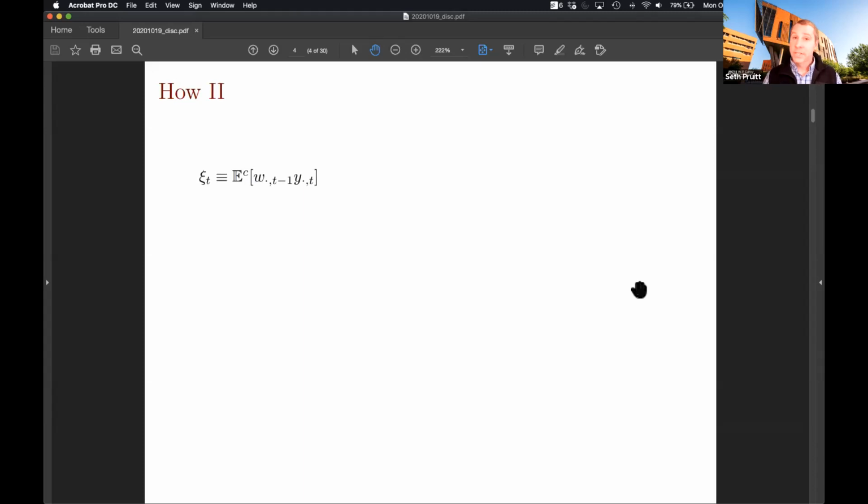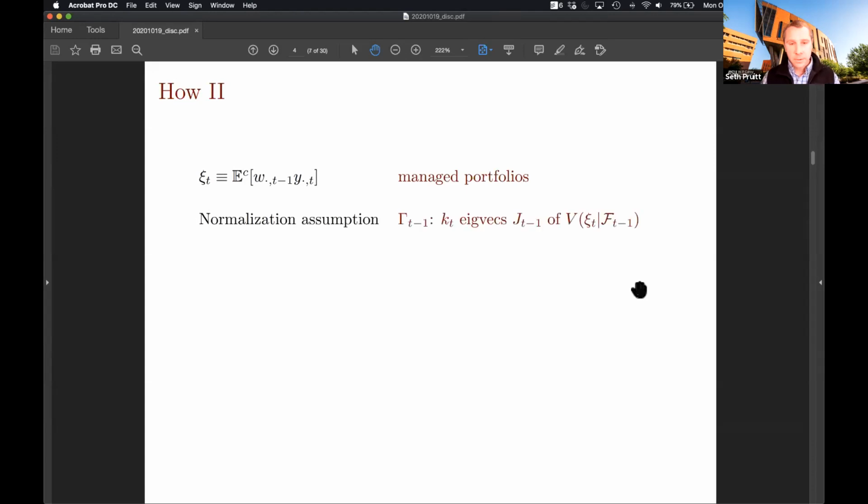Okay, so there are a few ingredients that we need. We need to form a C, right? Those are managed portfolios. So that's okay. We have many ways that we could manage those portfolios on the basis of different firm level or stock level information. So that's how you obtain those. One needs a normalization assumption, as one almost always does in latent factor models. And the particular one here is that this gamma, this instrumental variable projection matrix that has little k_t columns, we're going to take those columns to be the eigenvectors of this conditional covariance matrix that we can estimate at each point in time.